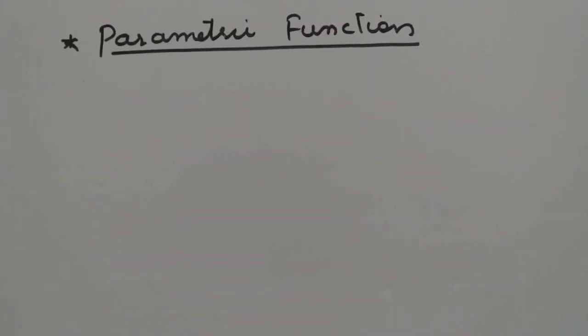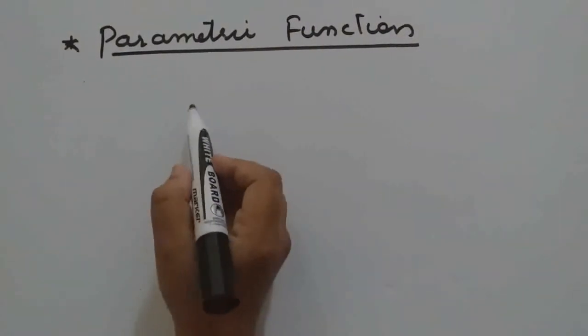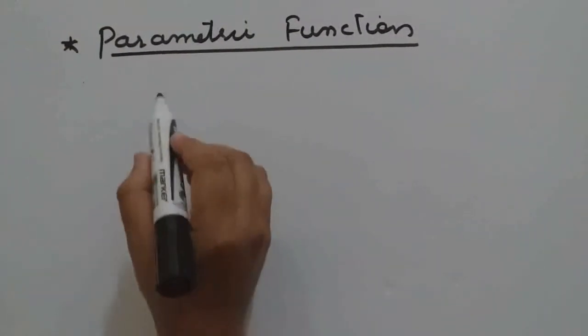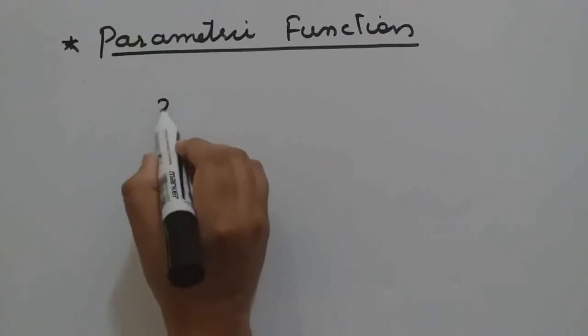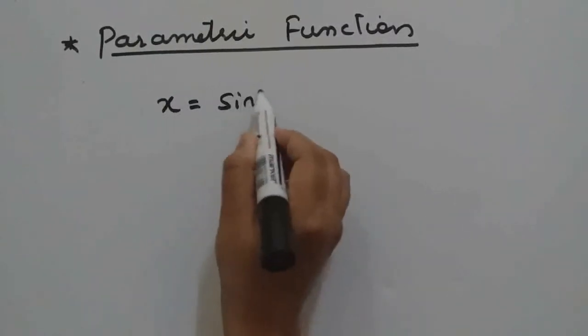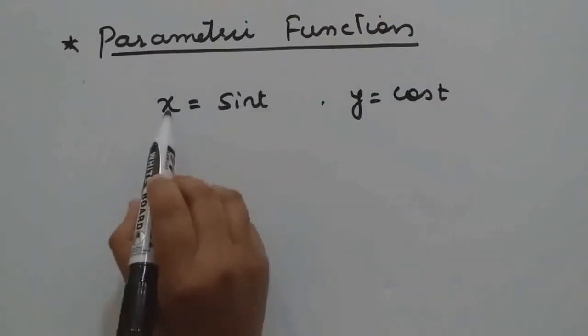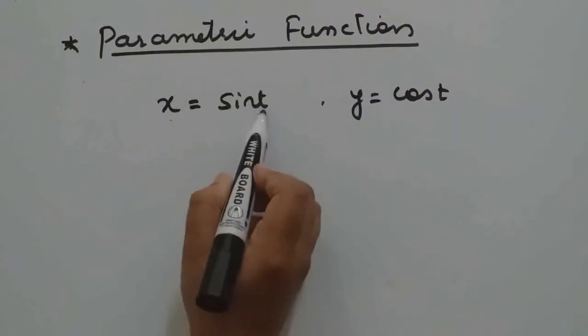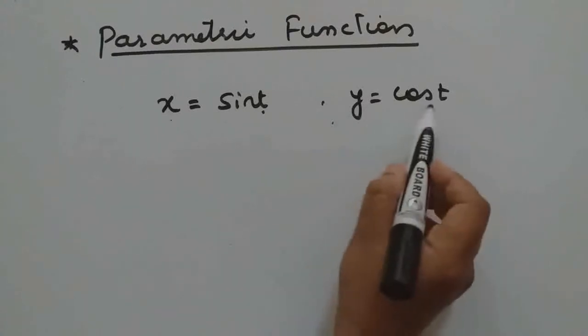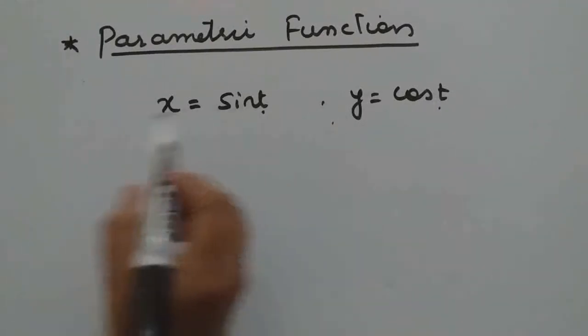In parametric type of functions, a third variable is involved to define two functions. Suppose we take the example where x is sine t and y is cos t. So here x is dependent on variable t, y is dependent on variable t, and in this case we should find dy by dx.